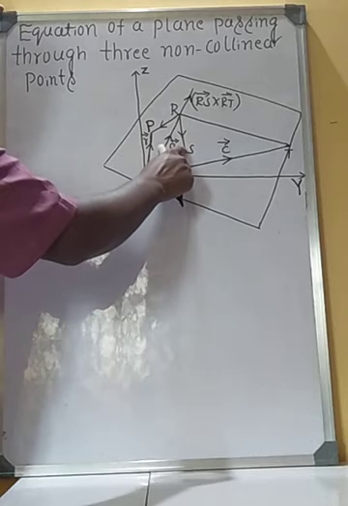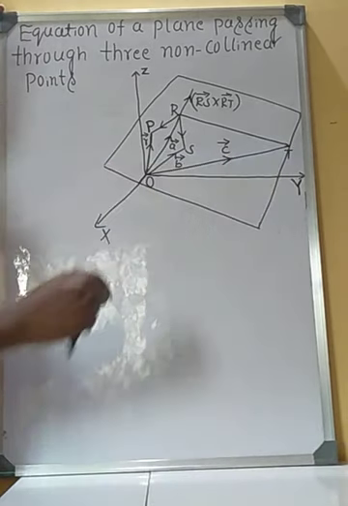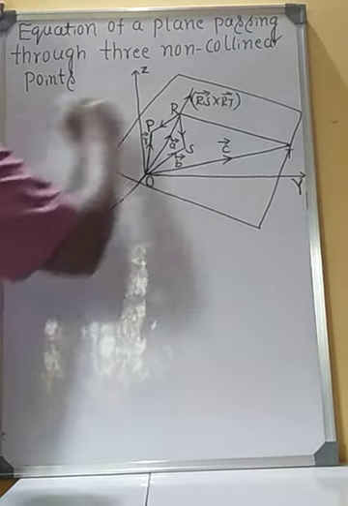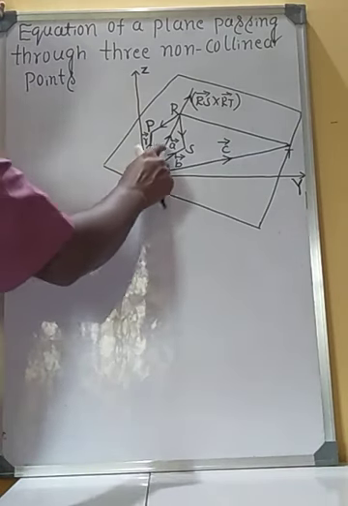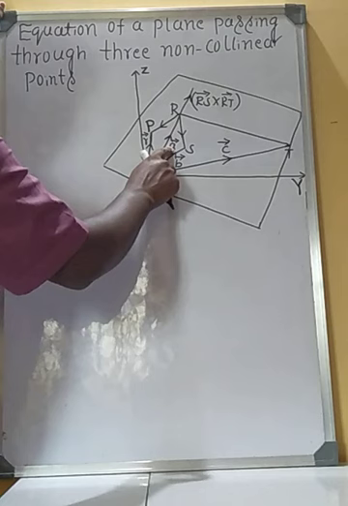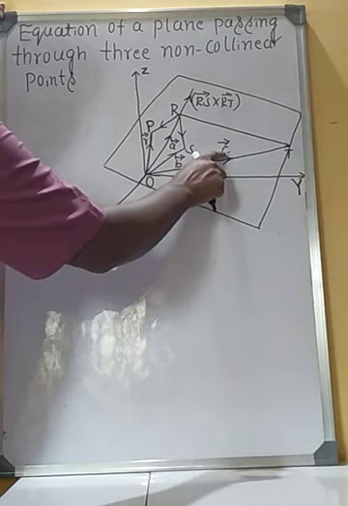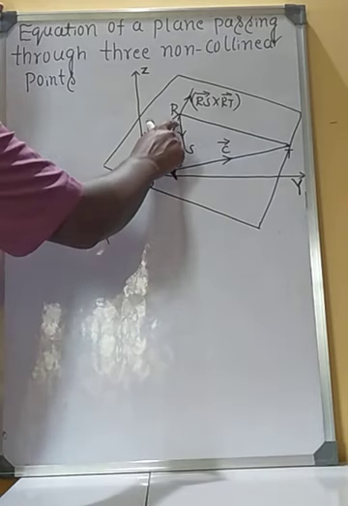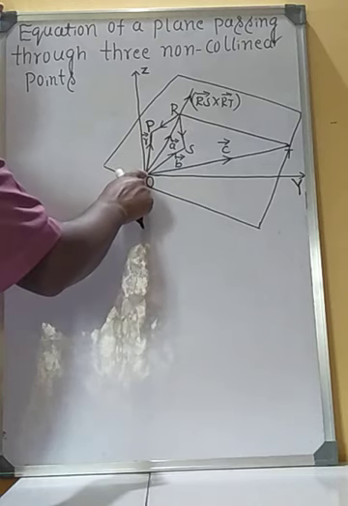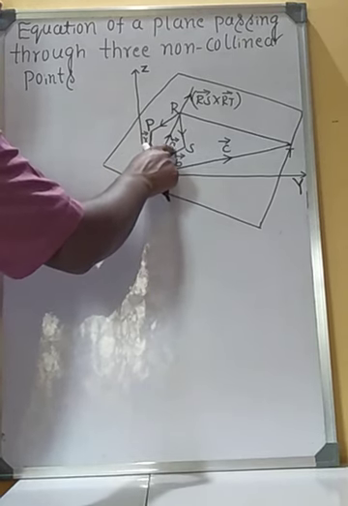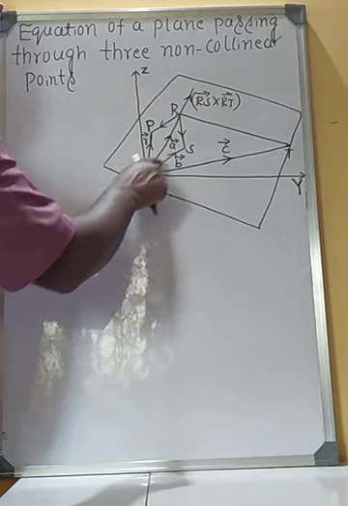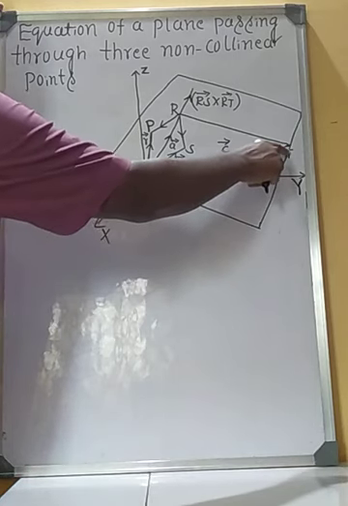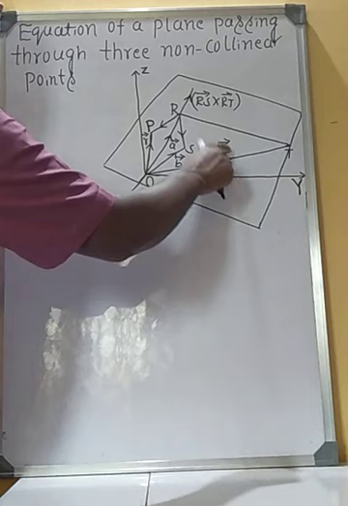Let R, S and T be three non-collinear points on the plane with position vectors vector A, vector B and vector C respectively. The position vector of point R with respect to the origin is vector A, the point S with respect to the origin is vector B, and the point T with respect to the origin is vector C.